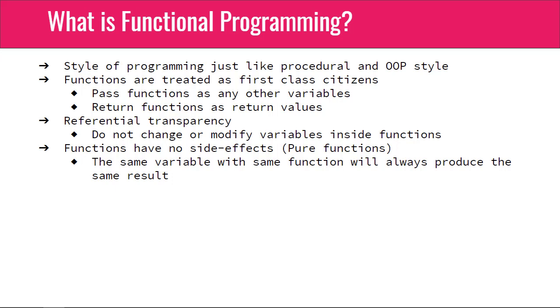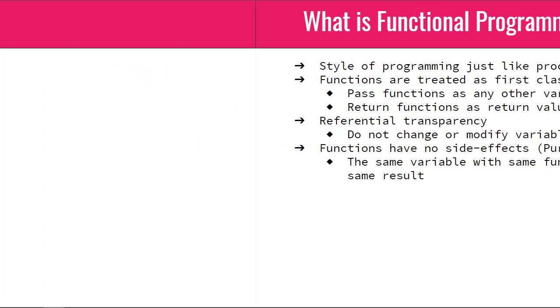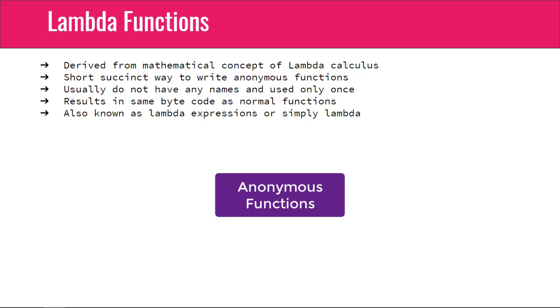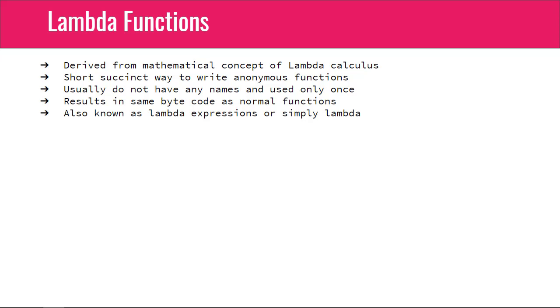Now this brings us to our next point. What is Lambda functions? Lambda functions are derived from the mathematical concept of lambda calculus. This provides a very short and easy syntax to write anonymous functions. These functions are mostly used only once in our code, and that's why they do not need any name and they are called anonymous functions. Under the hood, it results in the same bytecode as any other normal functions. These are also known as lambda expressions or simply lambda.